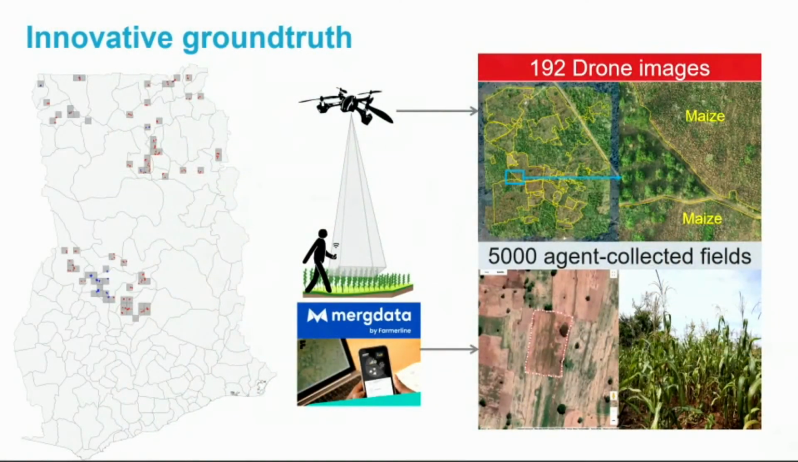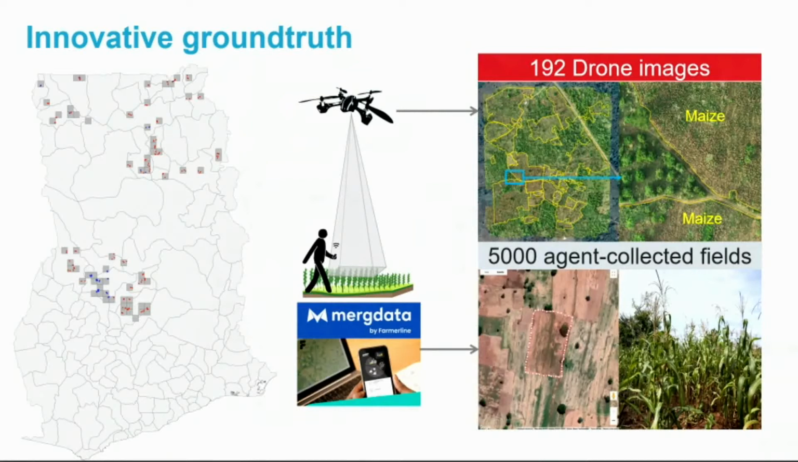So I just want to quickly look at the methods here for you. We have 2 approaches to collecting the ground truth data. The primary way is through Farmerline's network of extension agents. They use their innovative Mergdata platform, which is farm management software that they've developed and which Time Magazine actually named as one of the best inventions of 2019. They work with their network of enrolled farmers, visit them, collect the boundaries of crop fields there and record what crop is growing in the field.